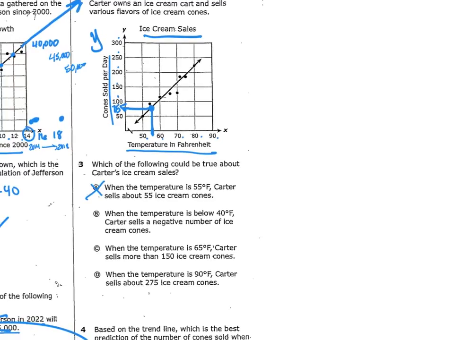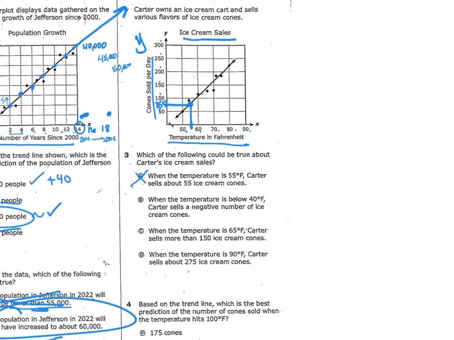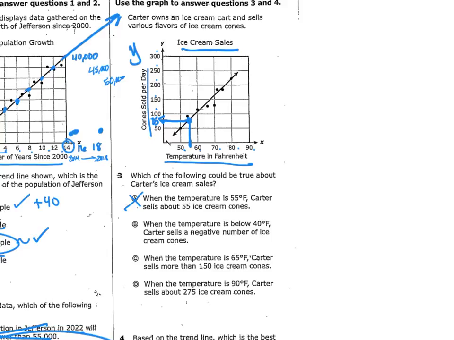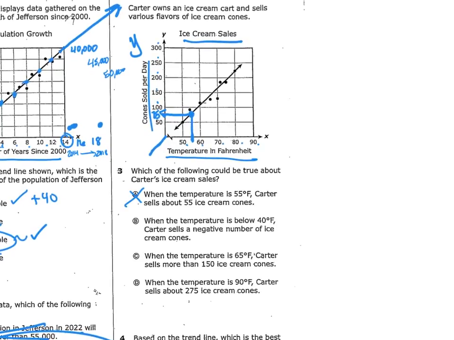B, when the temperature is below 40 degrees, Carter sells a negative number of ice cream cones. Can you sell a negative number of anything? No. So if she's selling below here, she's not selling anything. If it's below 40, then she may sell 0, but she can't sell a negative number of ice cream cones.